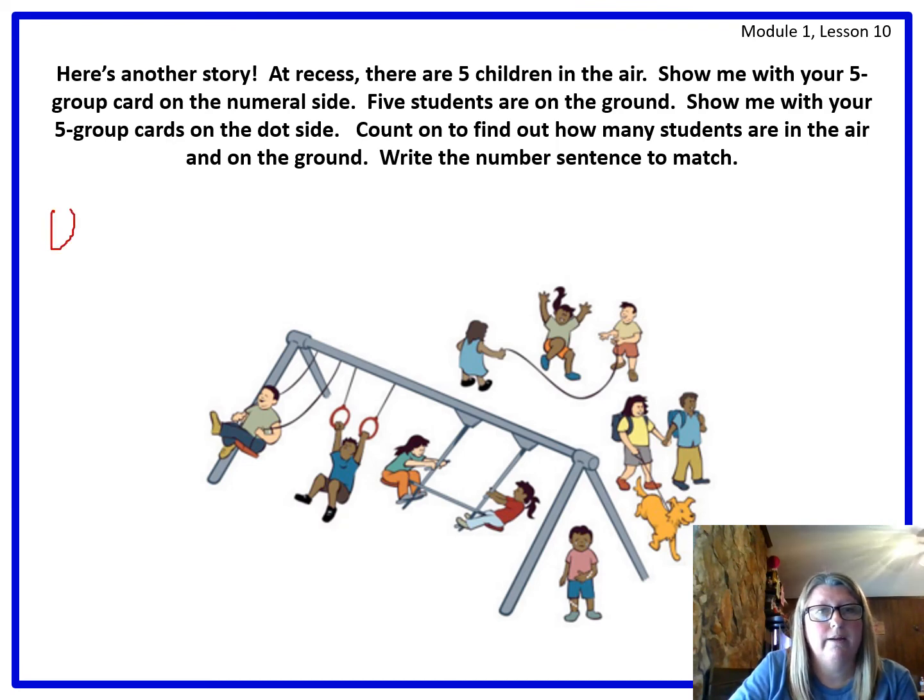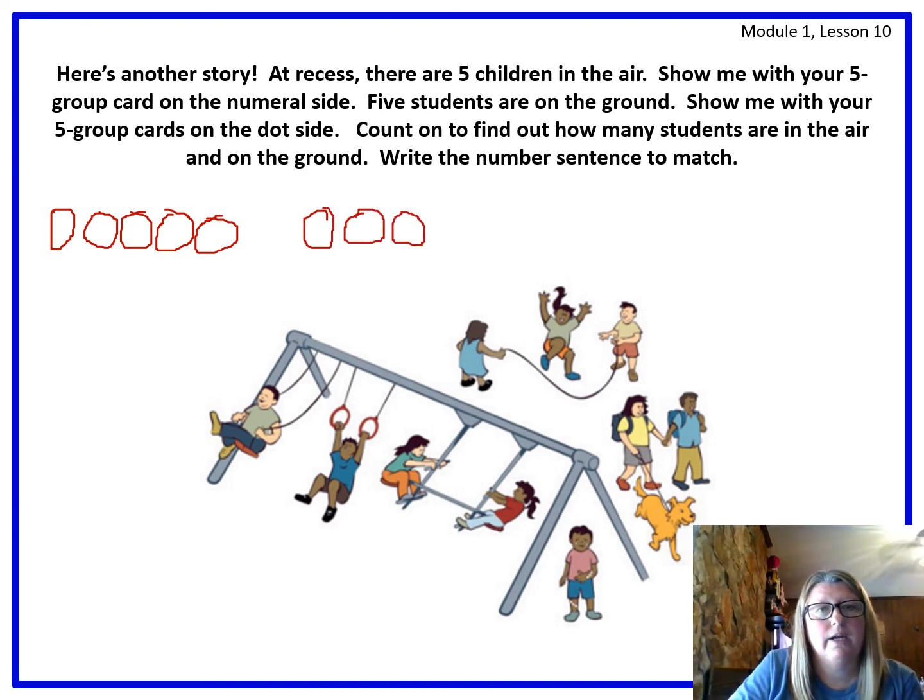So 1, 2, 3, 4, 5. Okay? And 5 students are on the ground. So 1, 2, 3, 4, 5. How many students are in the air and on the ground?